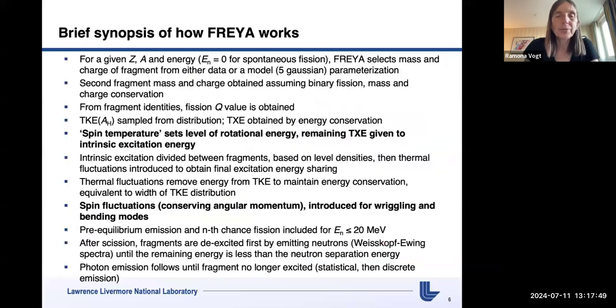So that's pretty cool. I'm really going slowly, so I should try to speed up a little bit. But just to give you an idea of how Freya actually works, we have fission yields and total kinetic energies that Kyle talked about yesterday, I'm sure. Not yesterday, Tuesday probably.